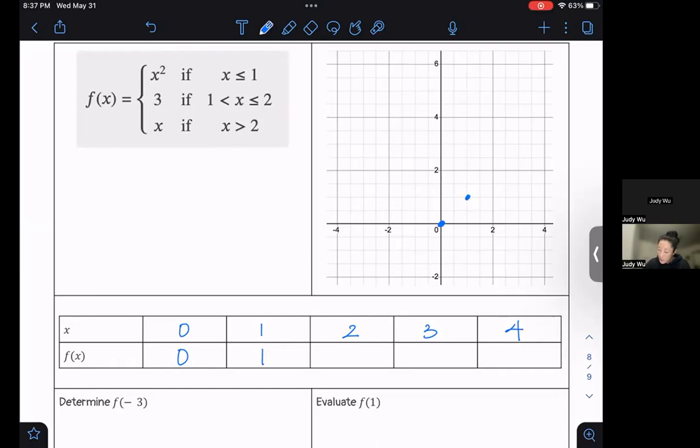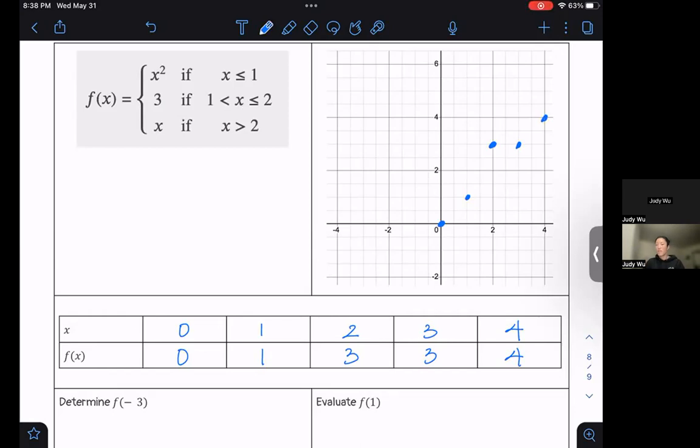All right, next number up is 2. 2 is going to get plugged in here, and it's just going to be 3. So at 2, I'm up at 3. All right. And, oops, let me write that in. At 3, well, 3 is bigger than 2, so it's just going to be 3. And same thing with 4. So (2, 3), (3, 3), and (4, 4).